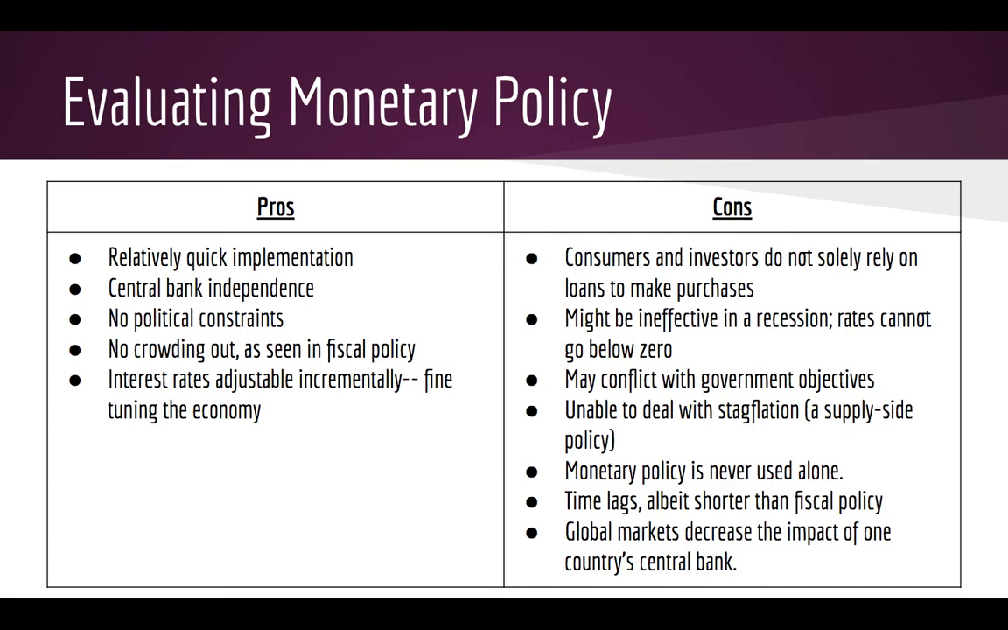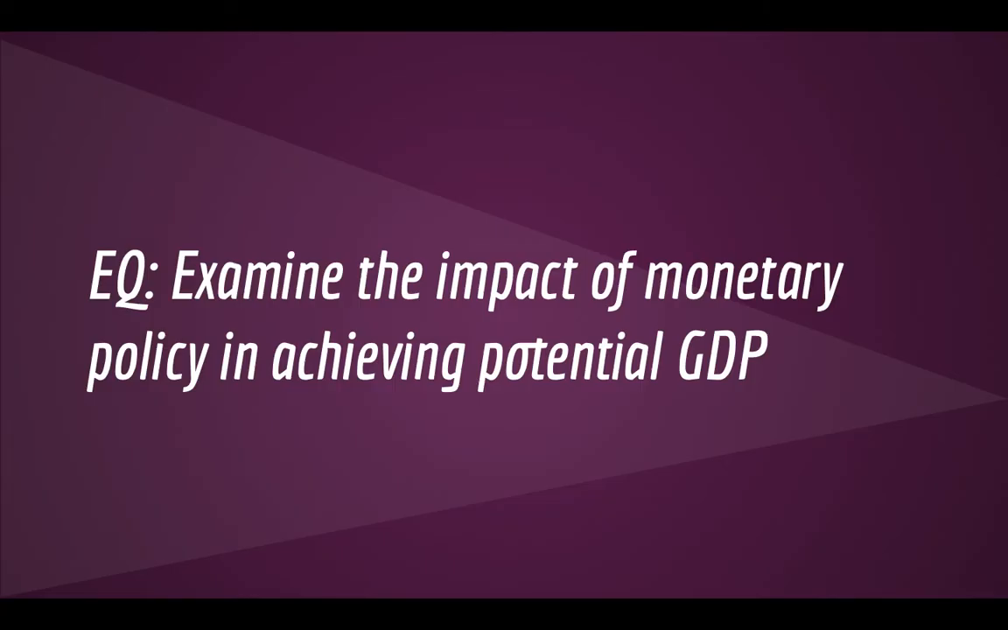No crowding out is seen, as in fiscal policy when you crowd out the private sector by putting money in as the government. Interest rates adjustable incrementally and fine-tuning the economy. So they can change the rates every quarter if they want to, or really anytime they want, based on what they think the economy is going to do.